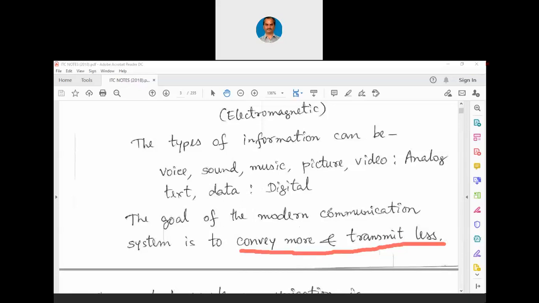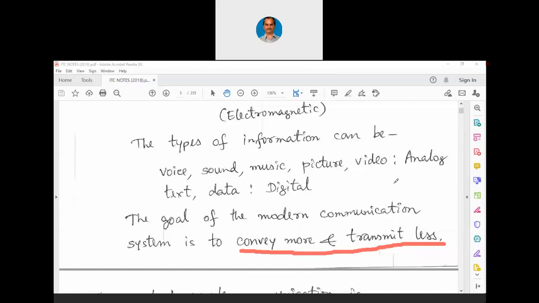Means what? We have bandwidth limitations in each channel. For example, we have a wired channel, we have a wireless channel. We have something called multiplexing, where we want to use the same channel for transmitting many carrier waves. That is called multiplexing. There are many methods of multiplexing, such as time division multiplexing, frequency division multiplexing, space division multiplexing, and so on. You are going to study about them in your future courses. So, when we want to use a single channel for multiplexing a lot of other signals, that is called transmitting less. But we have to convey more, means the information should be conveyed more, but the transmission must be lesser.